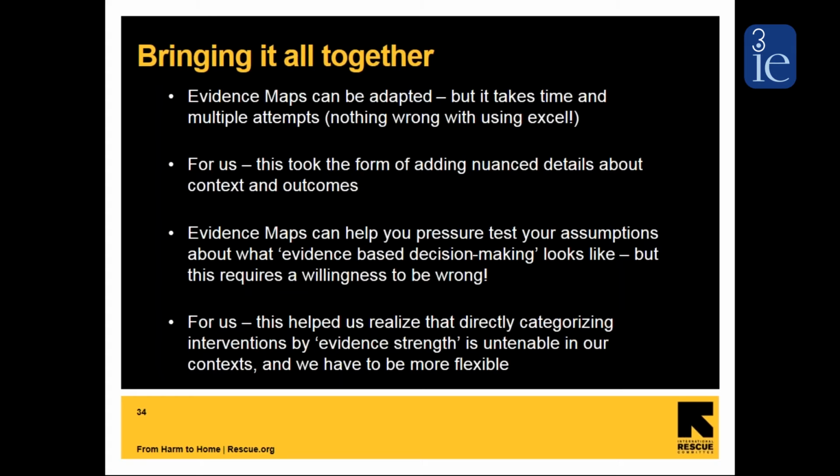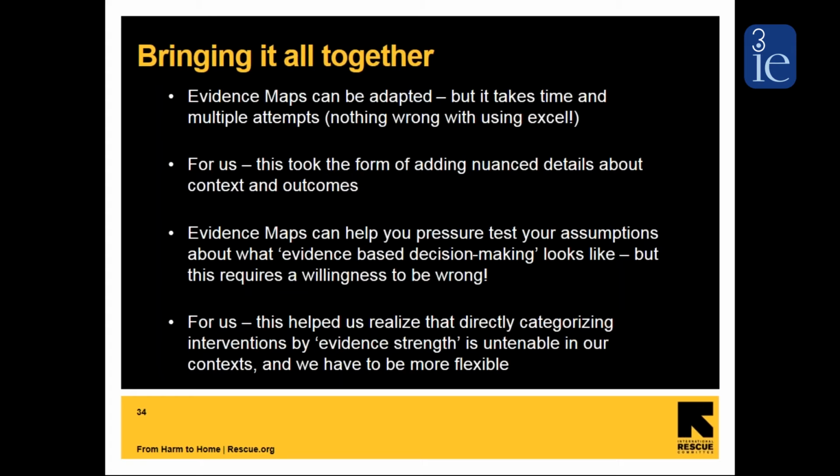Now, in terms of how we ended up adapting the maps, it primarily took the form of adding nuanced details about context and outcomes. But it may be different for you. Third, it's important to note that evidence maps can help you pressure test your assumptions about what evidence-based decision-making looks like, but this requires a willingness to be wrong.